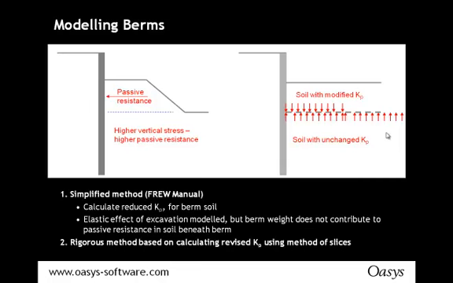And if you feel the detail in that isn't adequate, there is a rigorous method based on calculating revised values of Kp using the method of slices. Now, the rigorous method again is covered in detail in the FRU manual. And we've done a lot of sensitivity analysis between the simplified method and the rigorous method, and we found that in simple cases, in smaller berms, for example, they do compare very well. And if you do have an extensive berm or a very large berm, you should maybe carry out a sensitivity analysis on one of the berms.